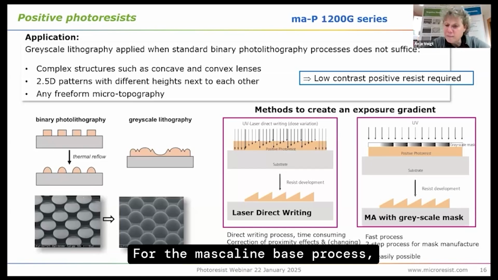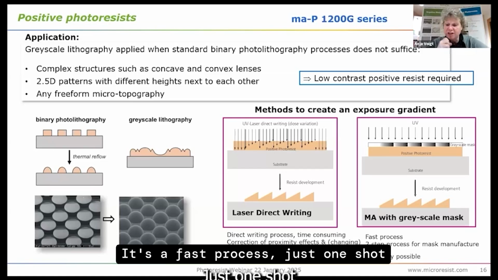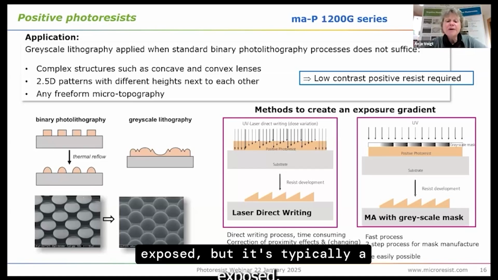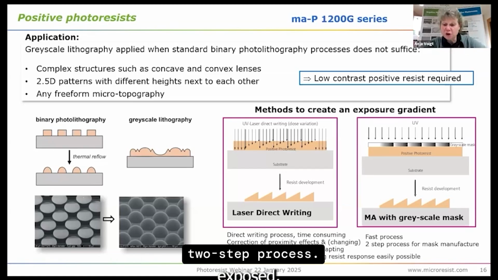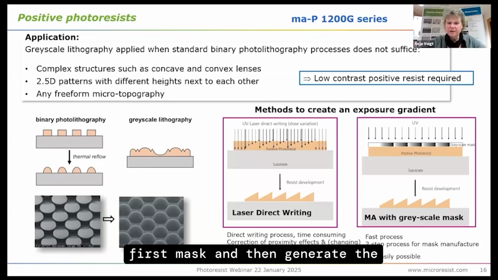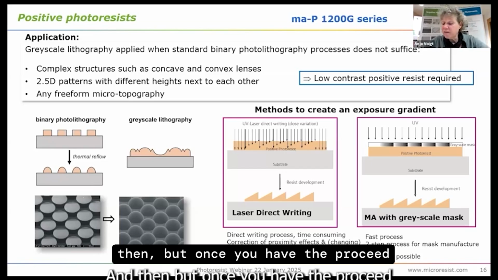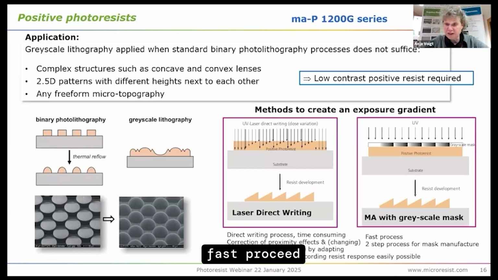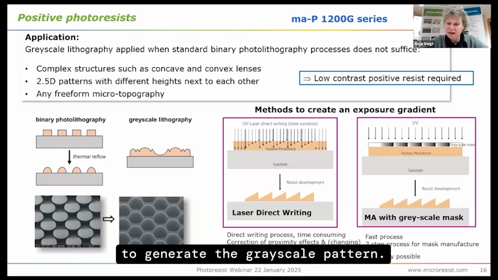For the mask liner based process, it's a fast process, just one shot, and you have the whole substrate exposed, but it's typically a two-step process. So you have the resist, you need the contrast curve, have first the first mask, and then generate the final mask according to the determined contrast curve. And once you have that, you can very fast proceed to generate the grayscale pattern.